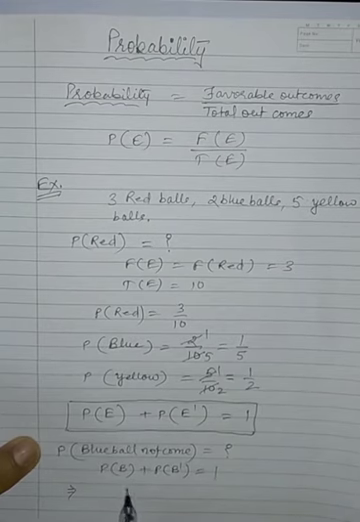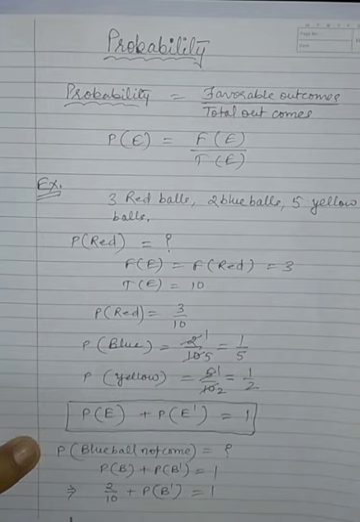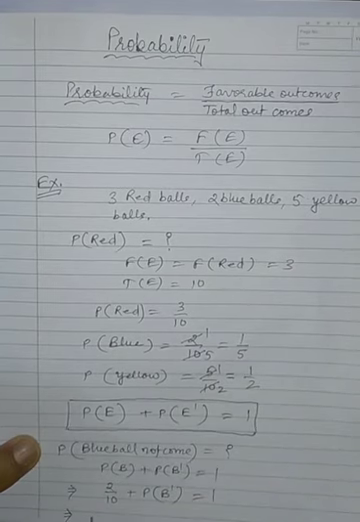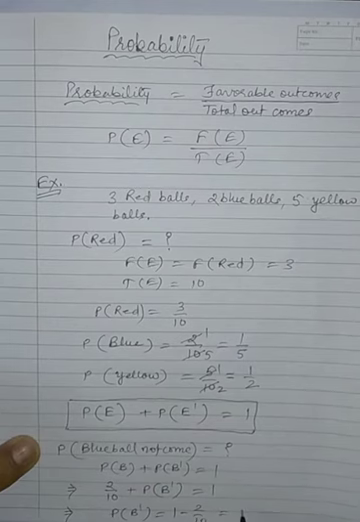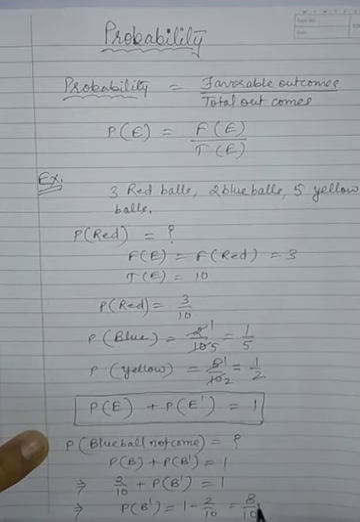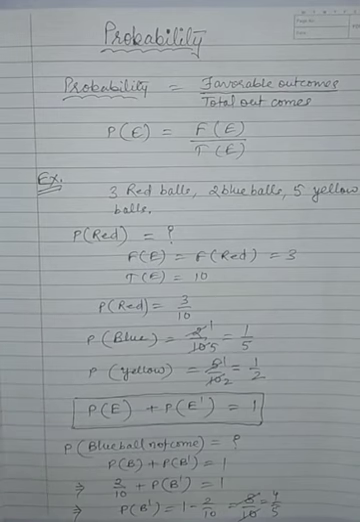Now probability of blue is equal to 2 upon 10, plus probability of not blue is equal to 1. That implies probability of not blue will be equal to 1 minus 2 upon 10. That is equal to 8 upon 10, which is equal to 4 upon 5. So in this way, we can find out the probability of the event not happening. Okay?